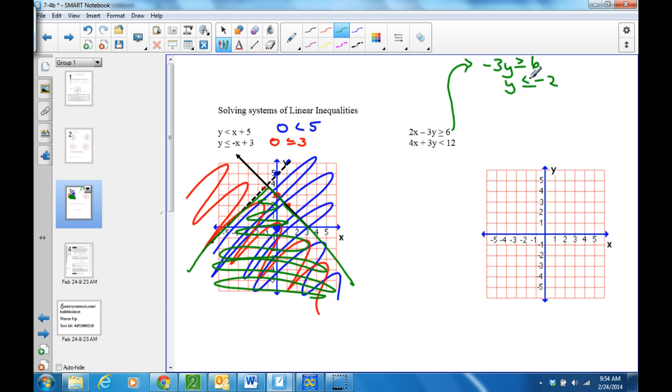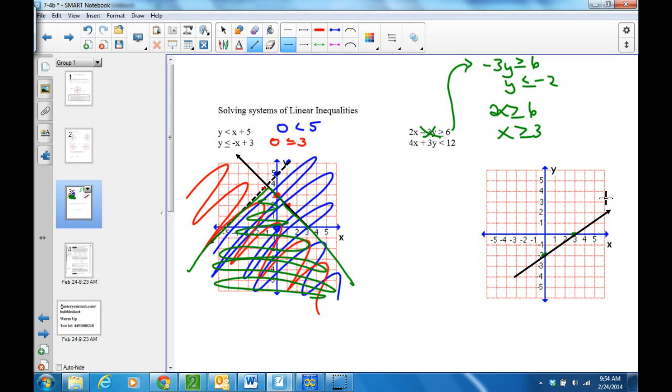Okay, so my y is going to be at -2 on this one, and I need to do the same thing for x. If I cover up my y, 2x equals 6. So x is going to be 3. So if I put a point here, now I can use either a solid or a dashed line. Which one am I going to use? Solid.